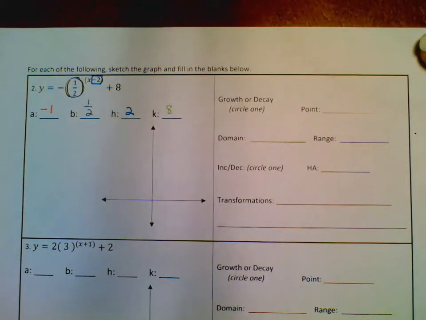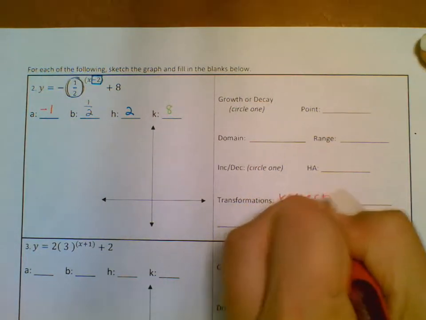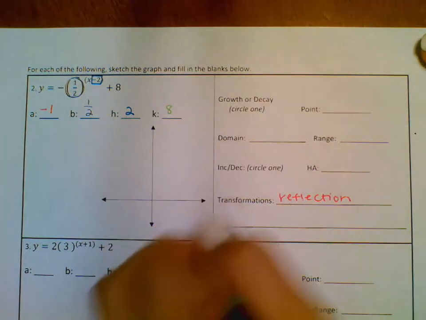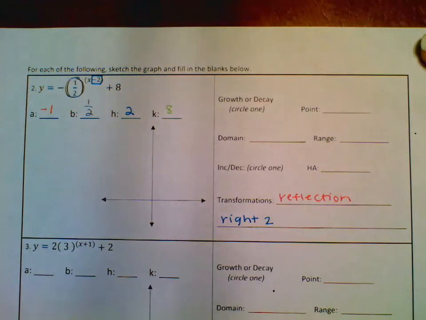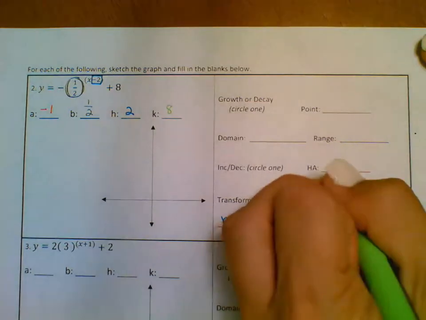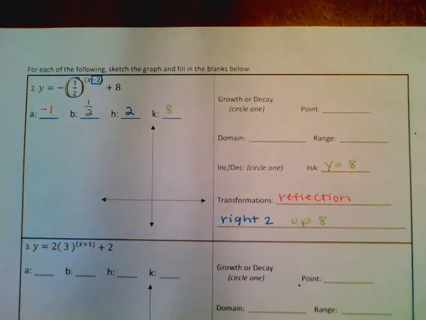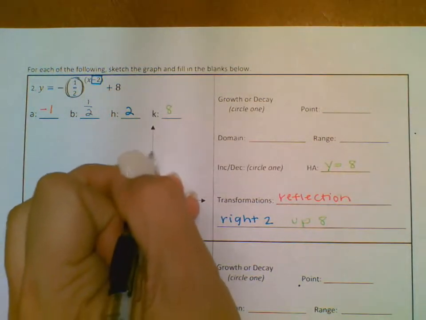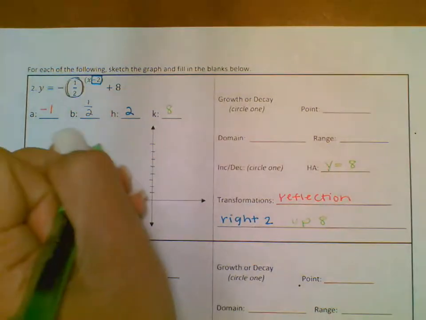If I do my transformations, this is a reflection. It's going to the right 2. And it goes up 8. And that up 8 also is my horizontal asymptote at +8. So up 8 is my horizontal asymptote, way up here.